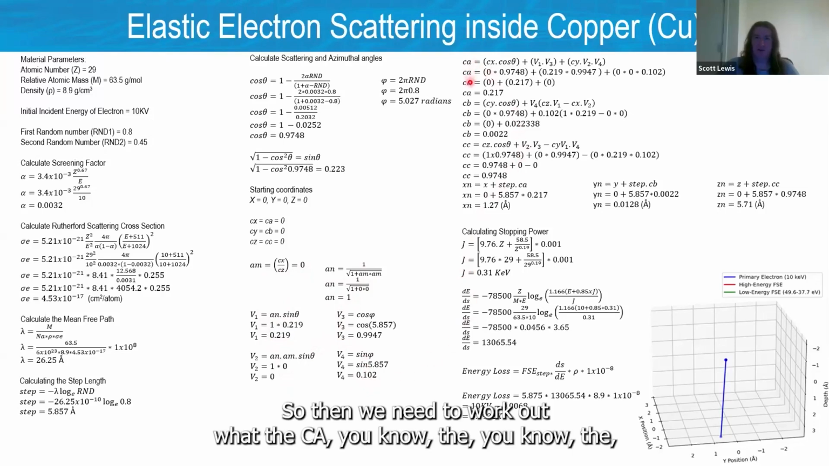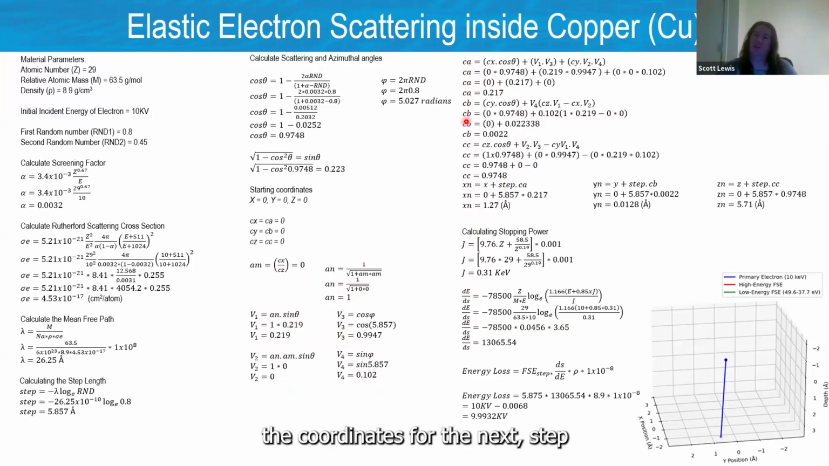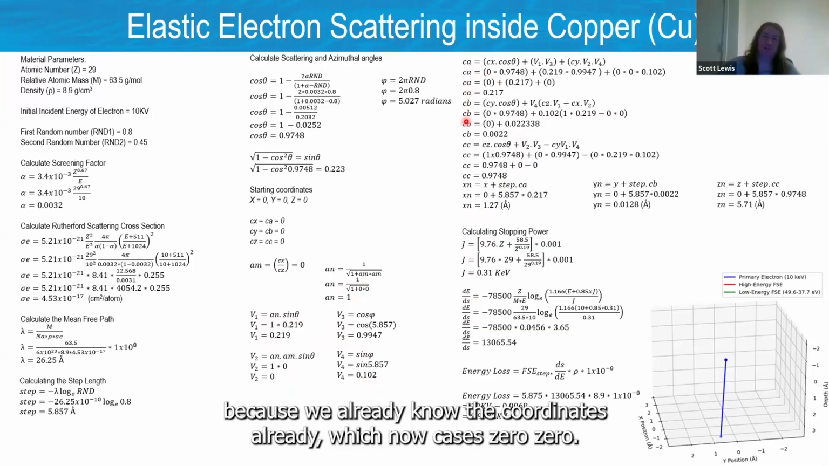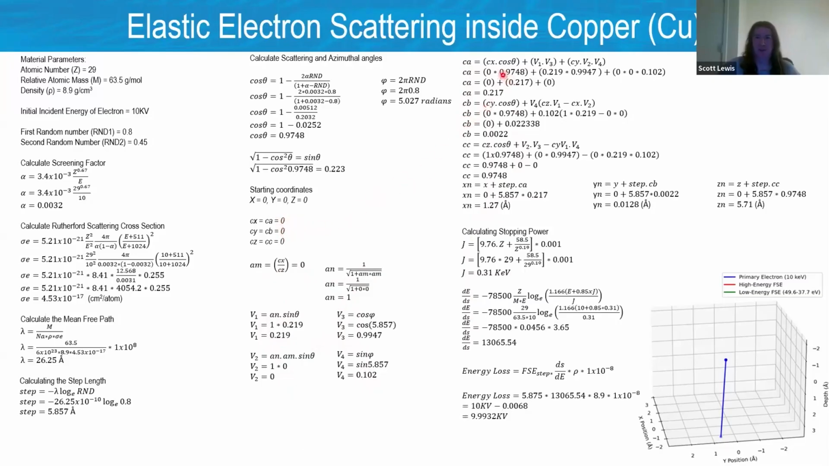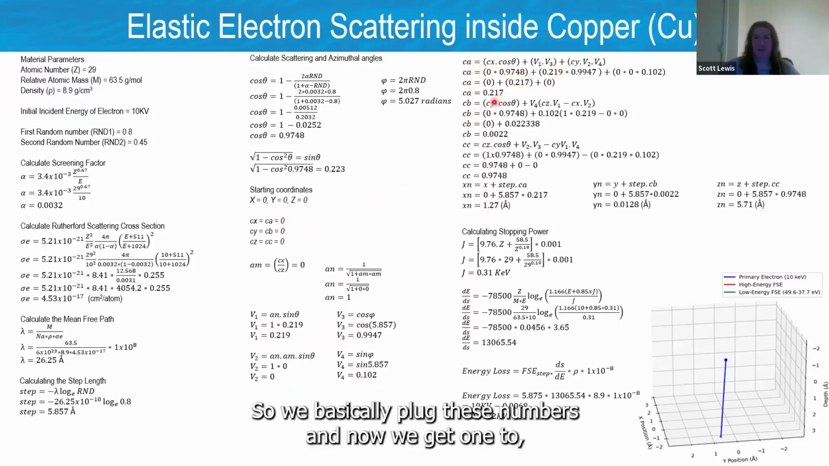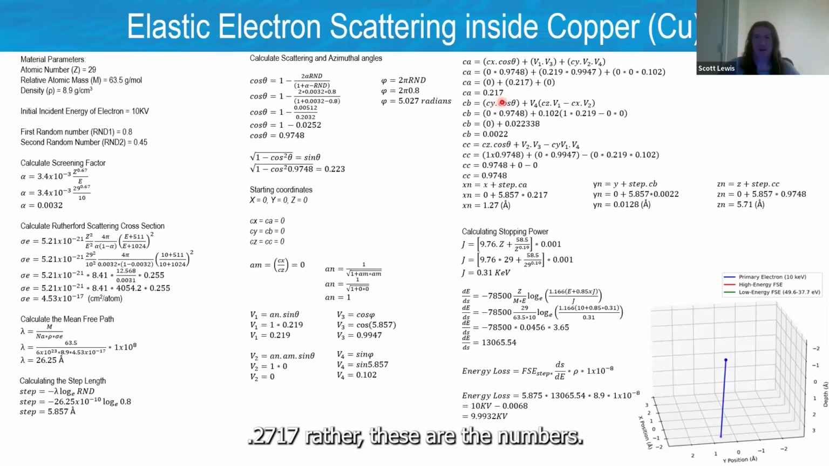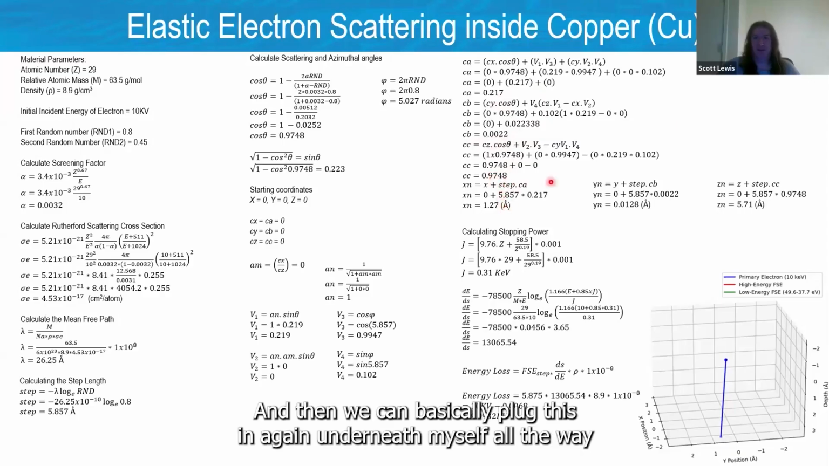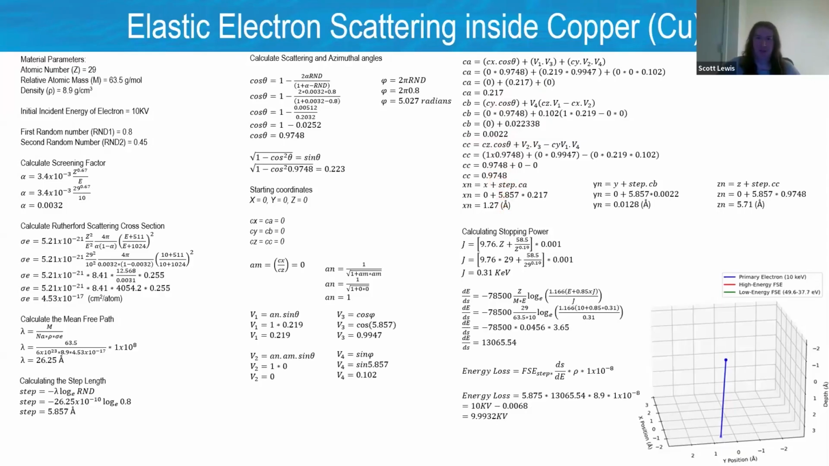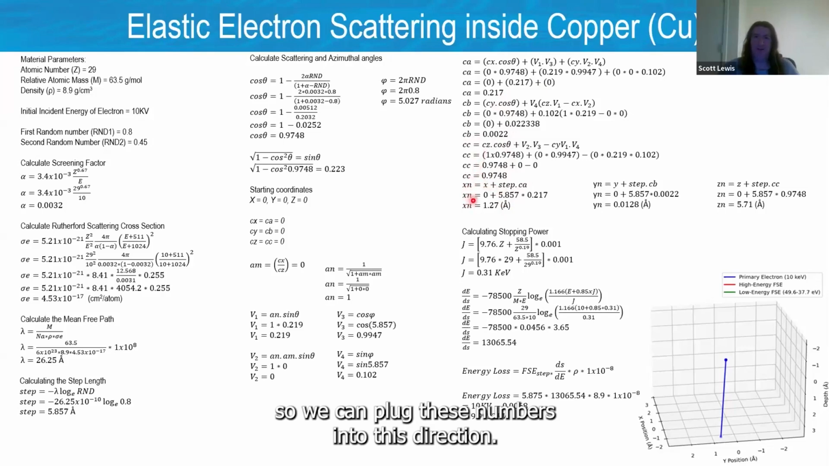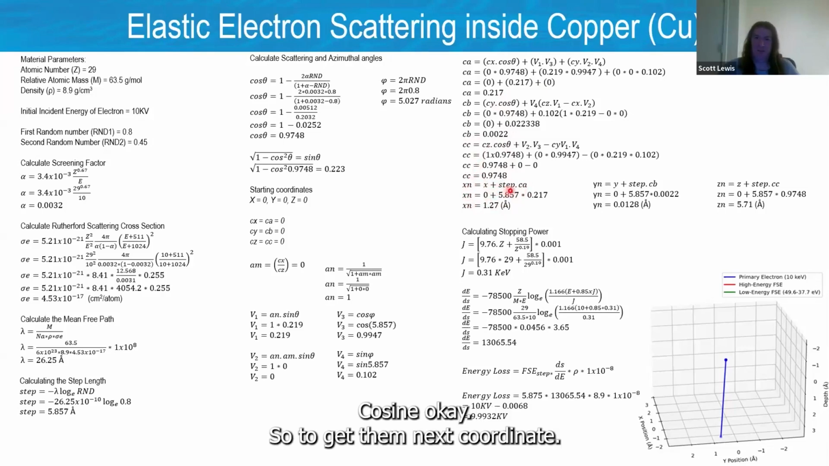Okay, so then we need to work out the coordinates for the next step, because we already know the coordinates, which in our case is 0, 0. So we basically plug these numbers in, and we get 0.27, 17 rather. These are the numbers, and then we can basically plug this in. And again, I'm going to move myself out the way. So we can plug these numbers into this direction cosine, okay, to get the next coordinate. And essentially, not a lot happens. It's quite small.